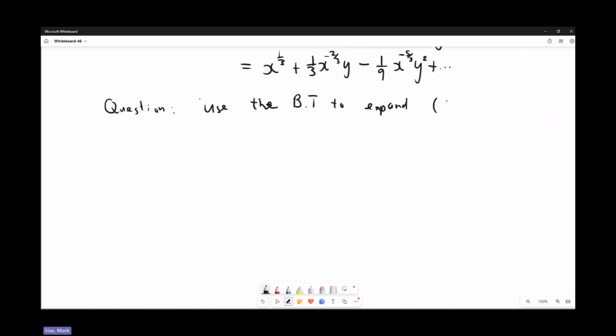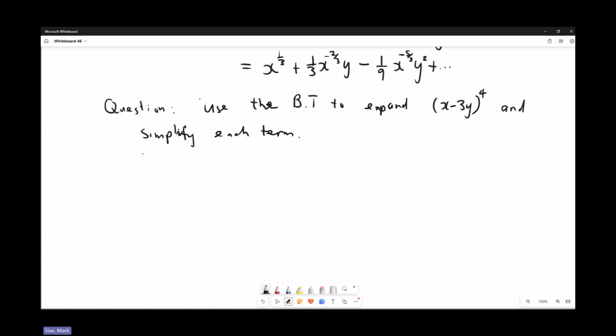Open bracket, you're saying 2x minus 3y, close brackets to the power of 4, to the exponent 4, right? And simplify each term. Was that all it asked? Yes. Okay. So maybe what I'll do is I'll write down a couple of terms.